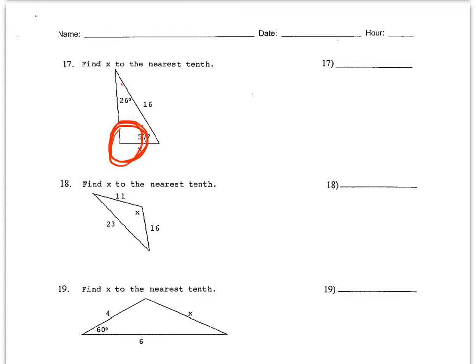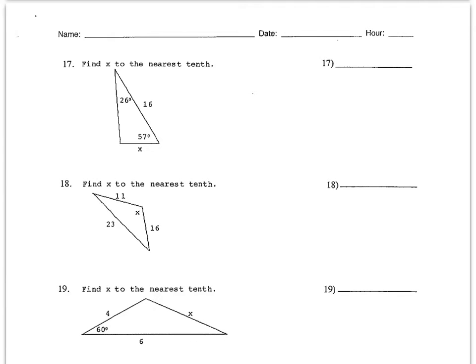So in number 17, I have the 26 degrees across from the x, and I have 57 across from a side that I don't know, and I have 16 across from an angle that I don't know. So right now it looks like I would not be able to use law of sines. But if you look again, the 16 being across from this angle, I do have a way that I could figure out what that angle is equal to. So let's start with that.